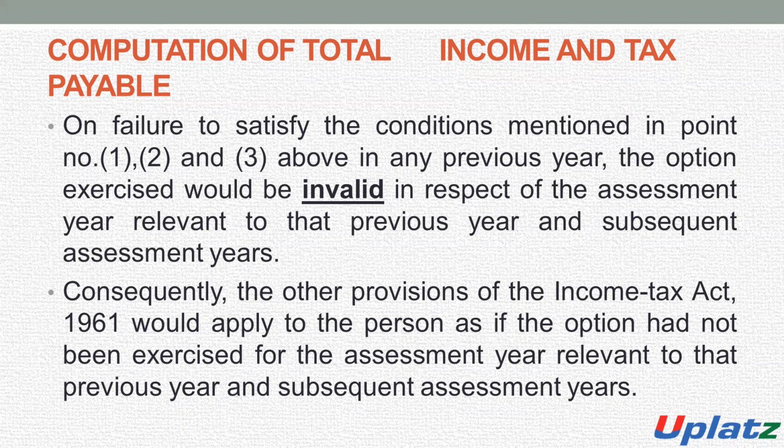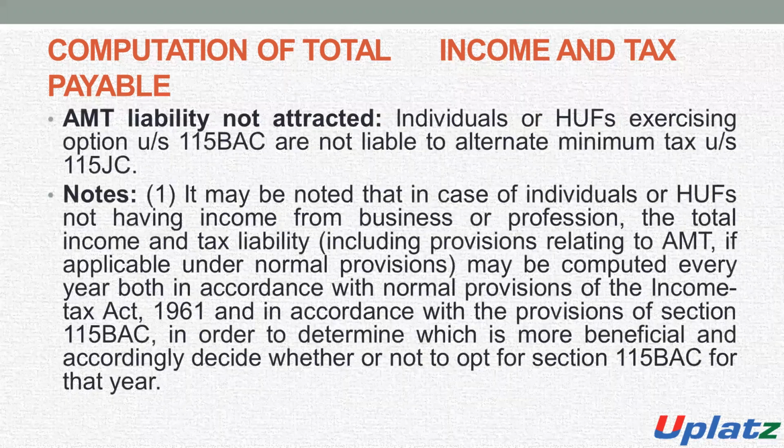The option of section 115BAC means the concessional rate of income tax, and if the assessee does not adopt the concessional rate of income tax, then all the provisions of the Income Tax Act will be applicable normally, just like deductions and exemptions will be available normally. AMT liability not attracted means if there is an individual or HUF paying tax at the concessional rate of income tax, then the provision of alternative minimum tax will not be applicable.